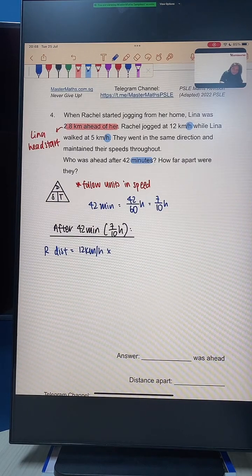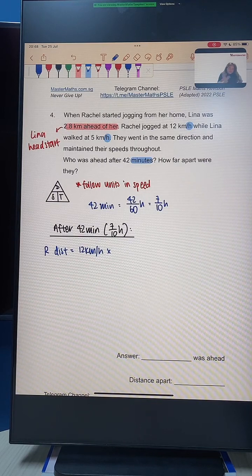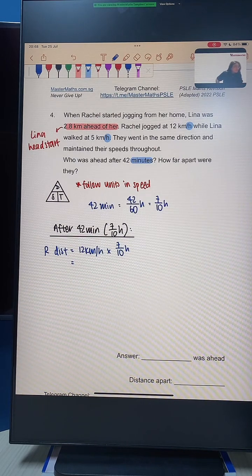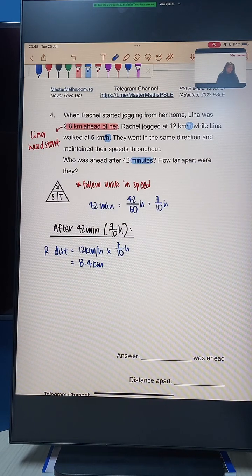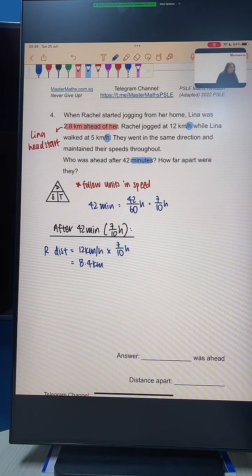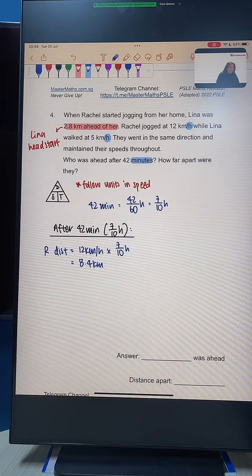Rachel started from home at the very start, and she traveled for 7 out of 10 hours. She jogged for 7 out of 10 hours. So we are going to multiply this to give us 8.4 kilometers. This is in paper 2, so you can use a calculator, right? So we will get 8.4 kilometers. This is for Rachel. Okay, do you think you can do the same for Lina as well?